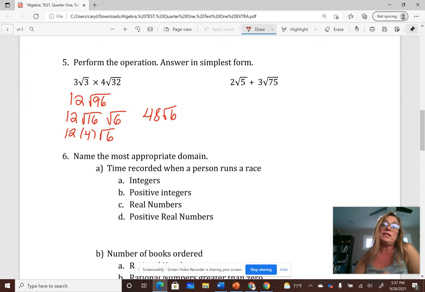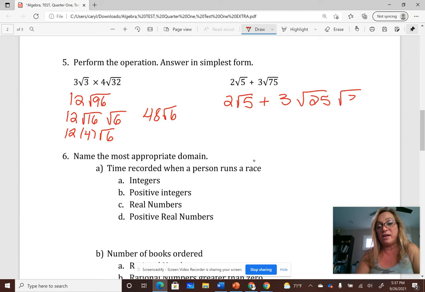And there's a few ways that you can do this. If you simplified first, that 4 radical 32 would be 16 radical 2. And then 16 times 3 would give you the 48. 2 times 3 would give you the 6. Okay? 2 radical 5 plus 3 times, and I'm breaking this down into 25 and 3. So this becomes 3 times 5 radical 3, which is 15 radical 3.